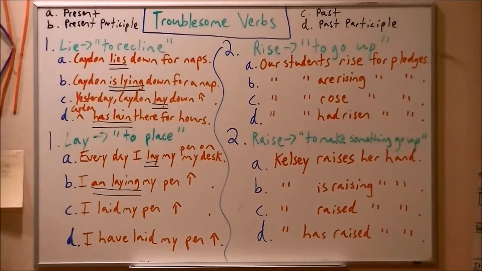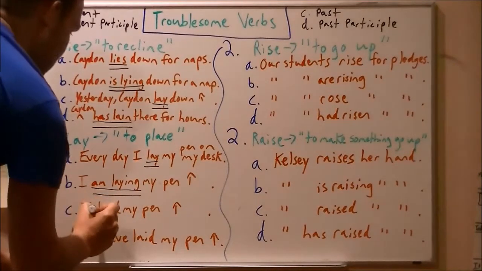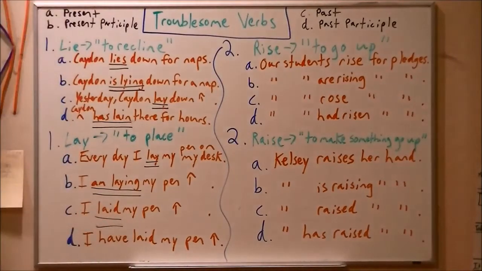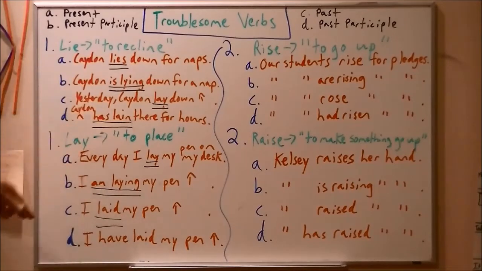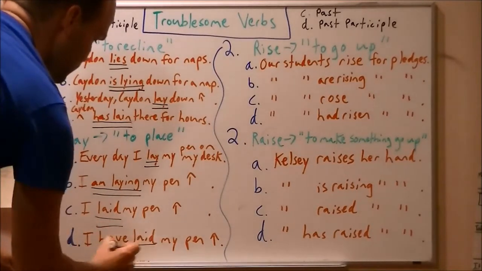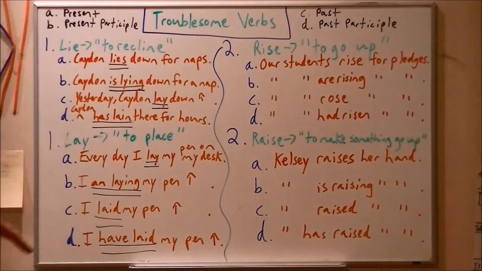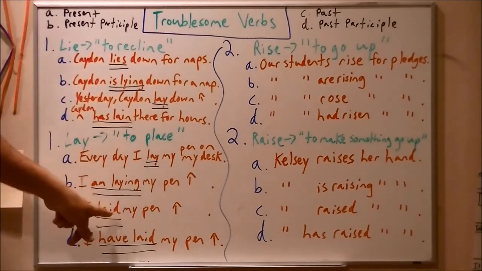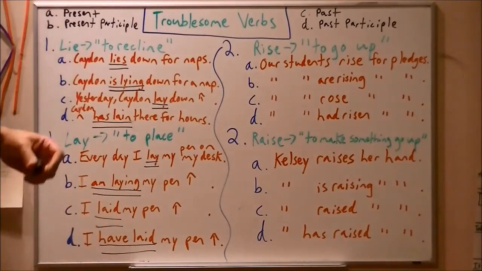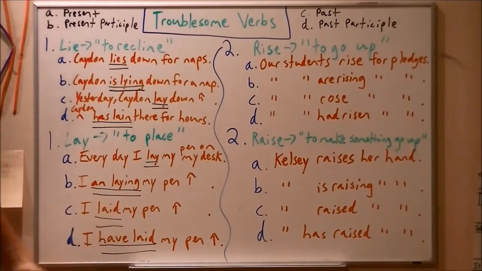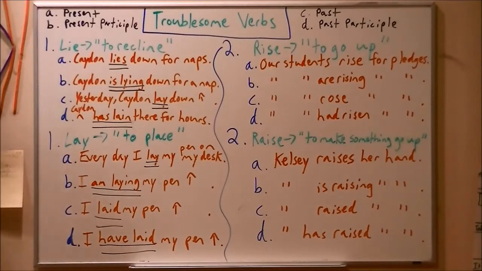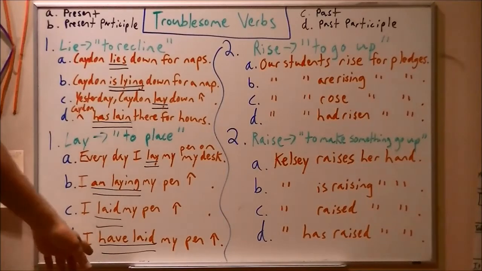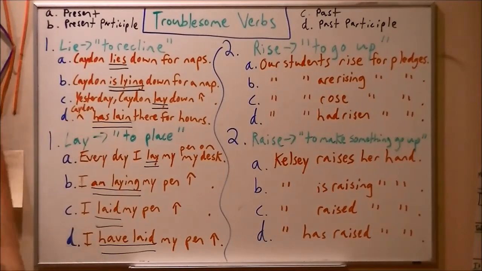Yesterday I laid, L-A-I-D, laid my pen on my desk. Now you'll notice the past participle, the spelling does not change for lay. It stays the same. Unlike lie, where it goes from lay to lain, well, laid in the past tense stays laid in the past participle. It's just that you add have or has, whichever one of those is more appropriate depending on the singularity or the plurality of your subject. So I have laid my pen on my desk.